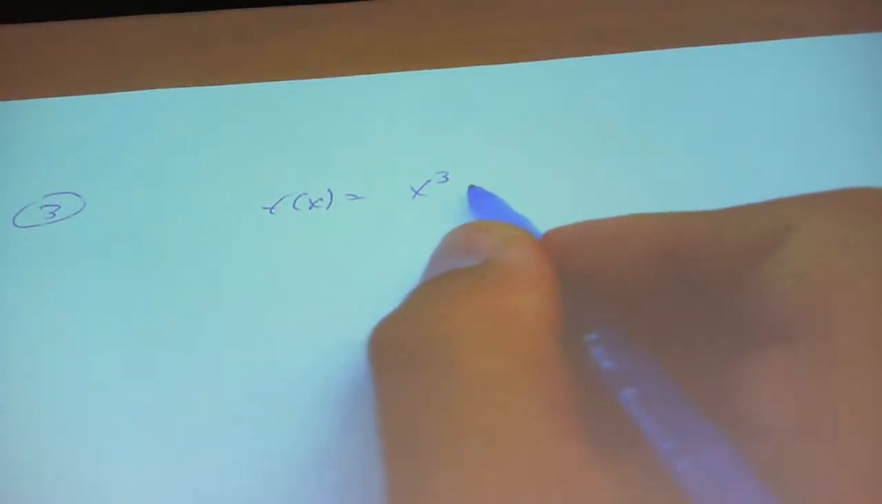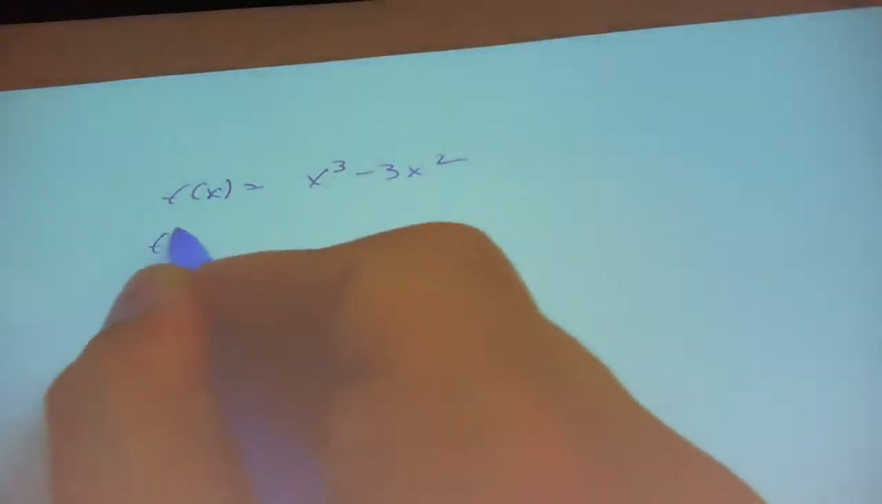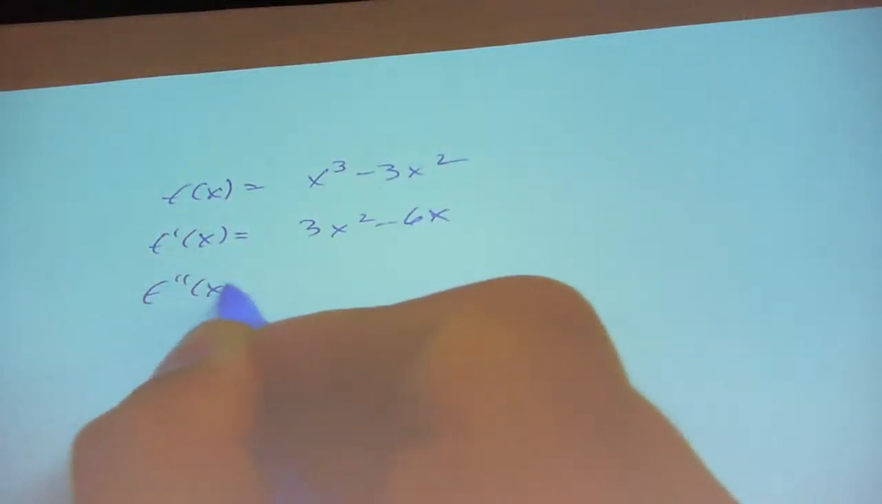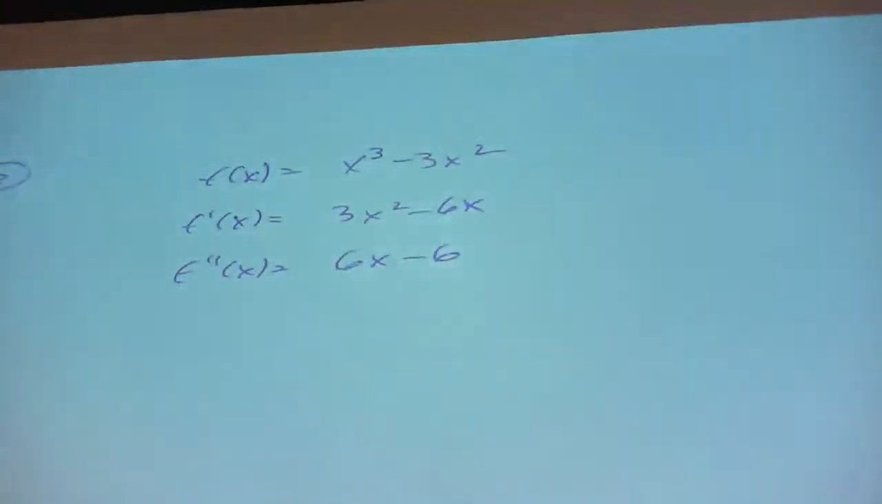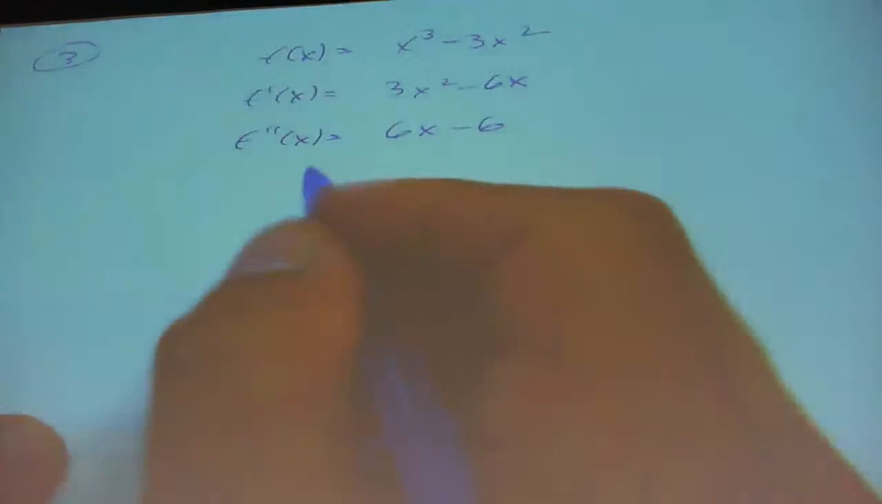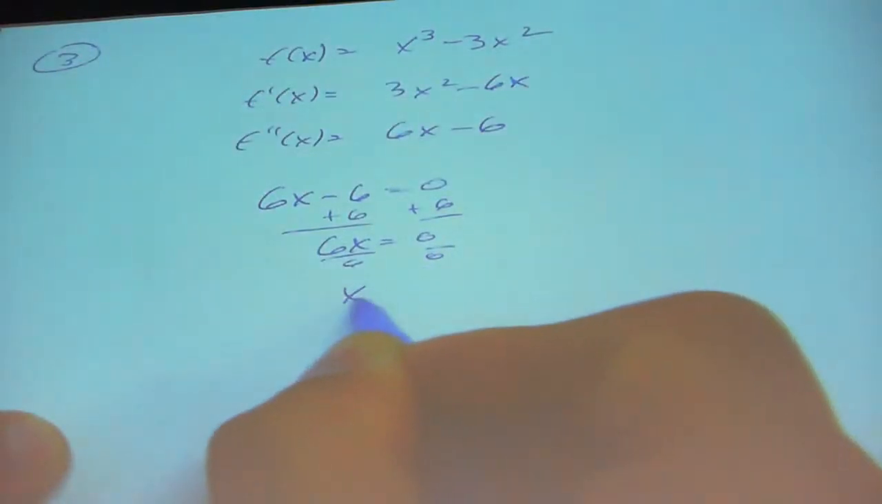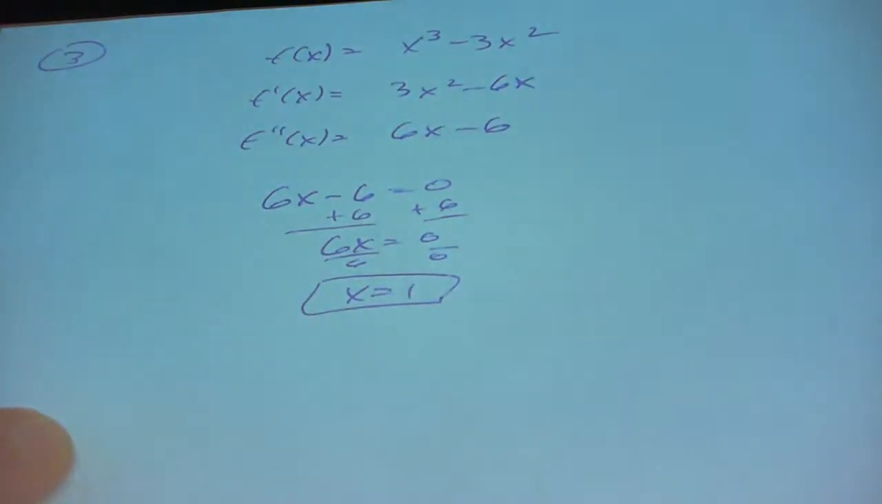Now, the third section is 4.2. We have the original, which is x to the third minus 3x squared. But the new stuff in 4.2 is that we take the second derivative. The first derivative is 3x squared minus 6x. The second derivative is 6x minus 6. To find the inflection point, we set the second derivative equal to 0: add 6, 6x equals 6, divided by 6, x equals 1. So we have a possible inflection point at 1.